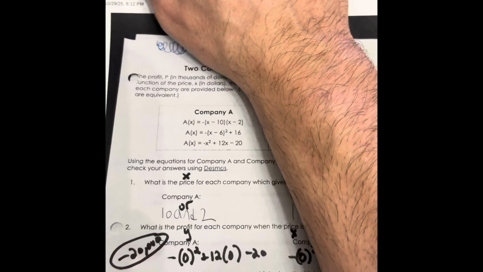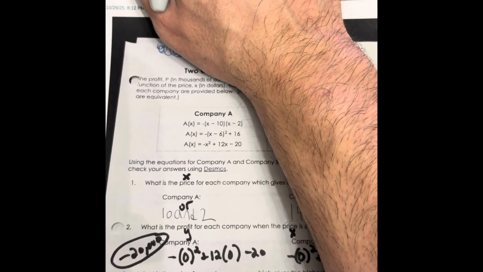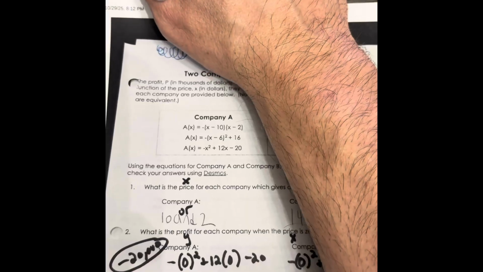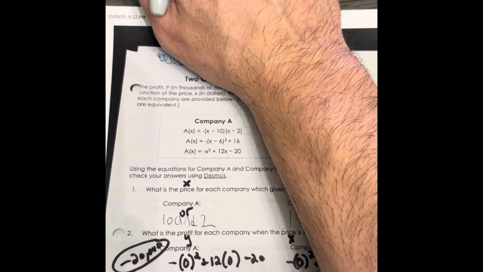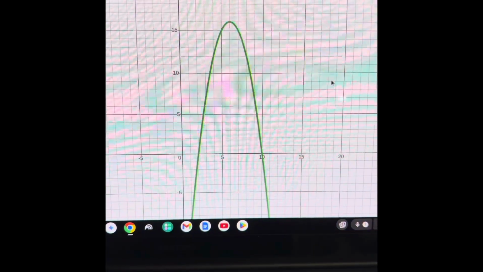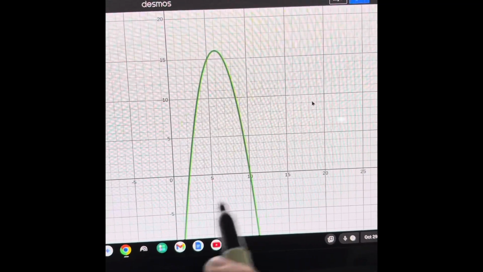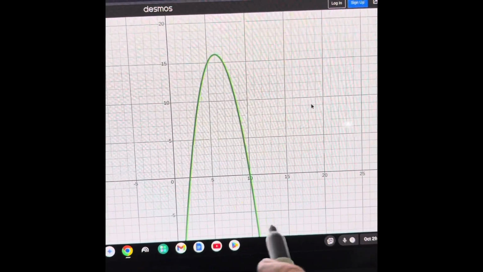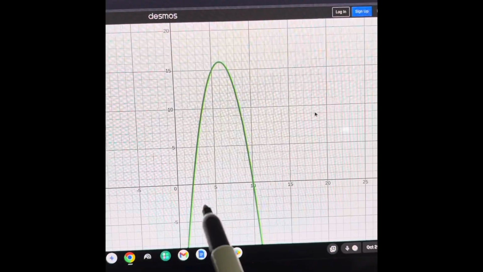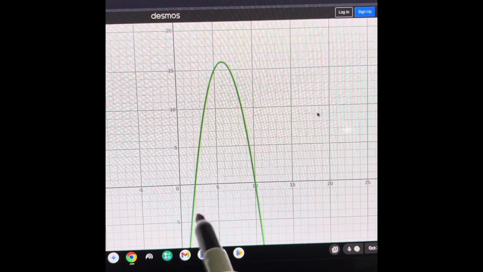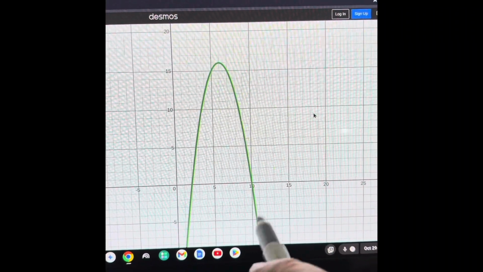So let's go back and take a look at Desmos, because this is where we do this. Now, there's something we have to be really careful of. This is a real-world scenario, but when you put this into Desmos, the graph will go on forever to negative infinity and negative infinity. We're going to ignore anything below the x-axis here, because we obviously cannot have a negative profit here. It doesn't work like that.